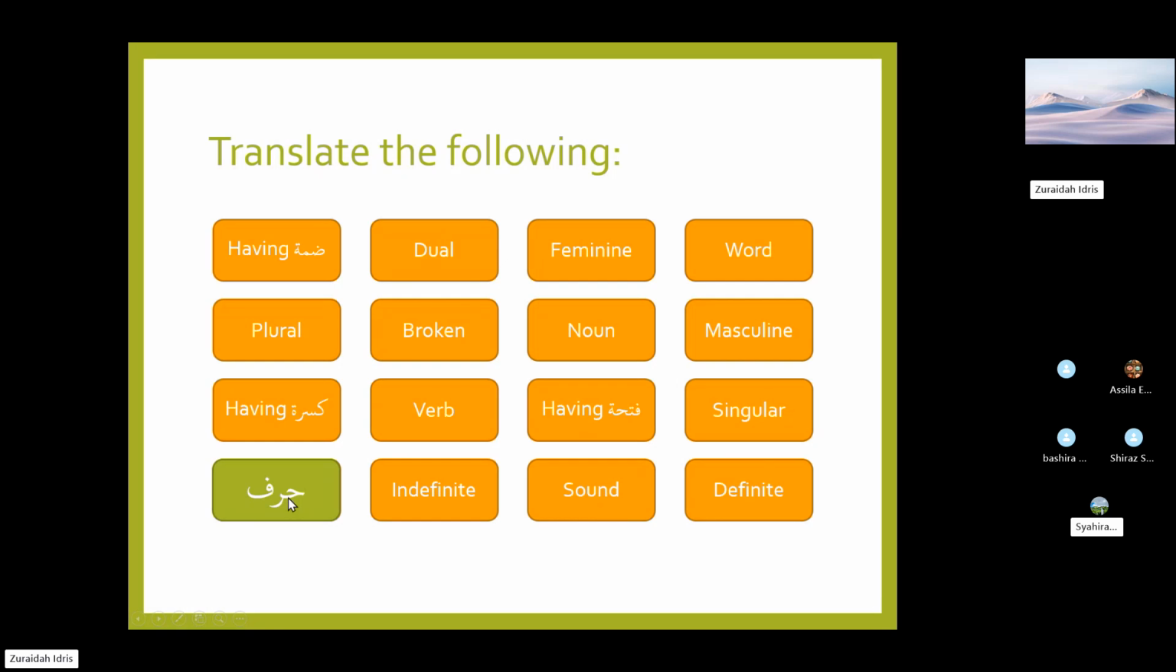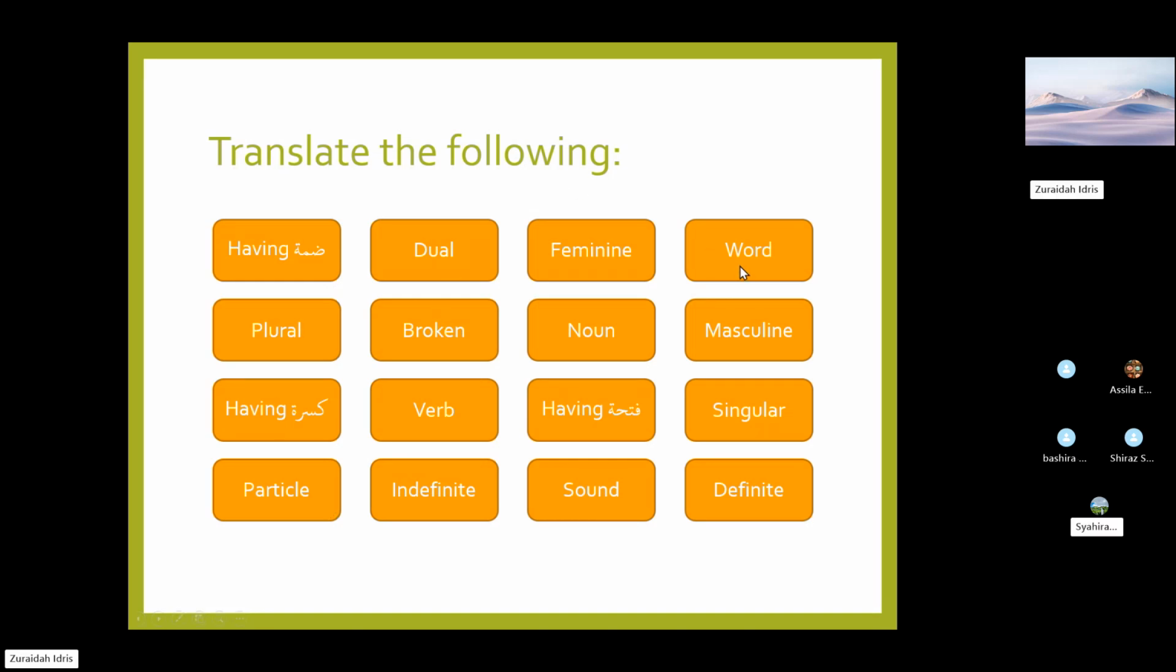And the final one, harfun, Sister Shahida. So we have noun, verb, and what's the English word for harfun? Now, this one we rarely use, so maybe you might not know. Anybody can help her out? Prepositions. Well, it's actually particle. Particle, yeah. Okay, one more round.